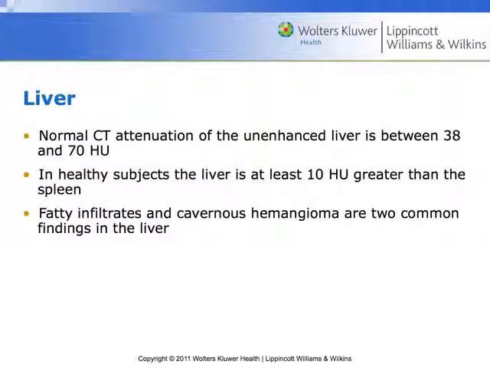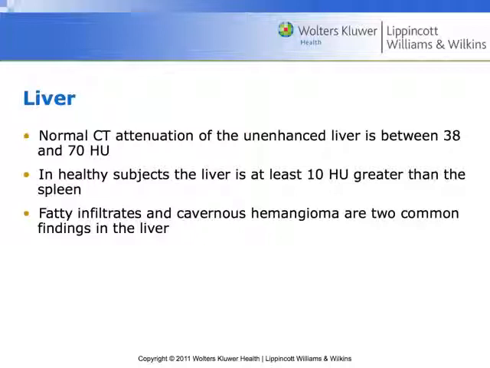So, in general, the liver is going to have Hounsfield units between 30 and 70. And in a healthy subject, the liver is at least 10 Hounsfield units greater than the spleen. If we suspect fatty infiltrates within the liver, that's going to make the liver almost equal to the spleen, or the spleen will be almost equal to the liver.